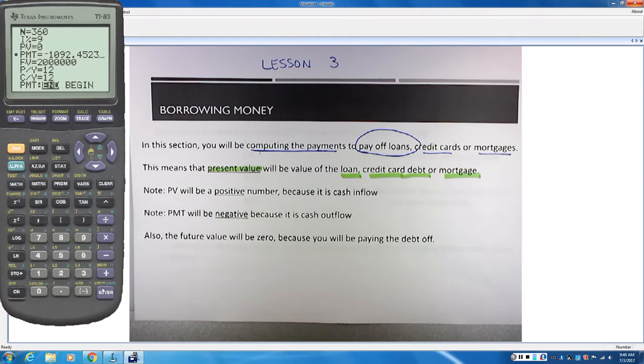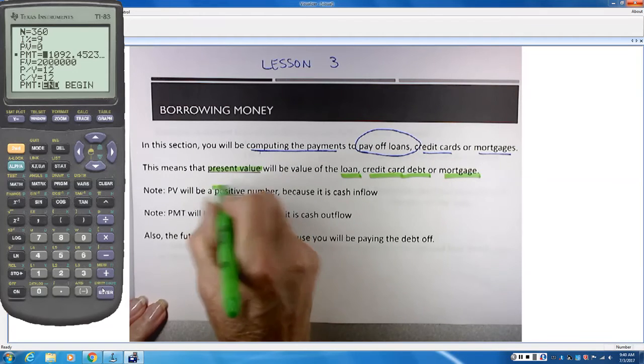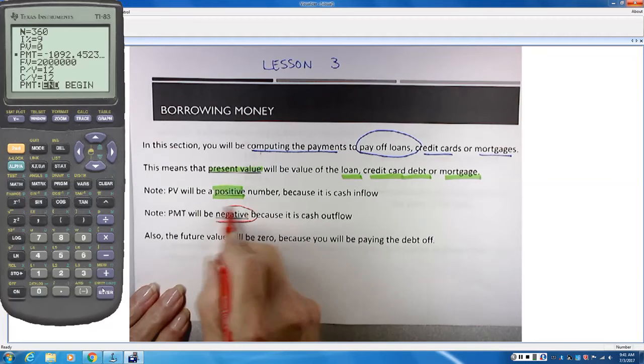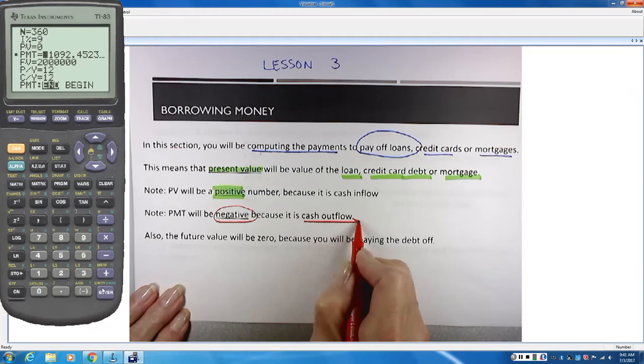So that means your present value is going to be a positive number, because it is cash inflow. When you get that car loan, they give you a check to pay for your car. When you go buy your house, they pay for your house. So that's like transferring money through you. However briefly you get to hold it, like the 30 seconds it takes to take it to the deposit window. That's it. Your payment amounts, on the other hand, are going to be negative, because you're going to be paying those out every month.